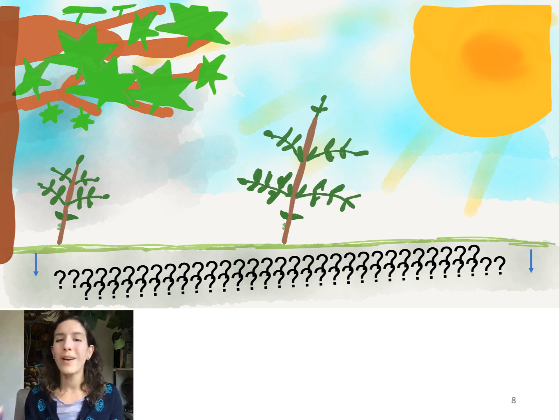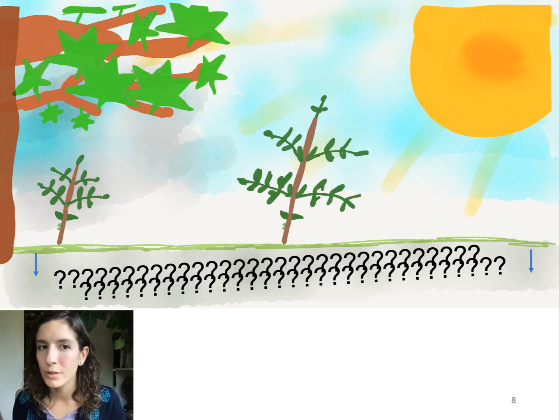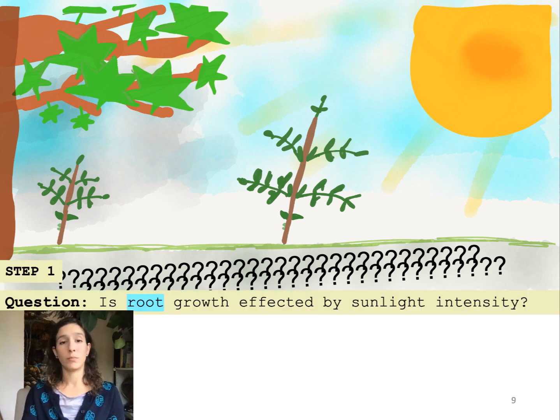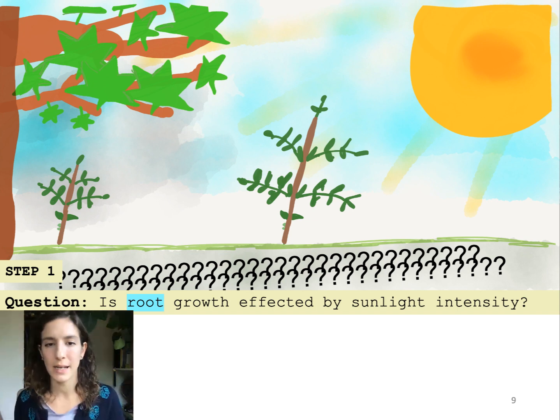Well, it made me wonder, what's going on underground? Are the roots also apparently constricted or restrained by sunlight intensity, like the stems and the leaves are? I wonder. So my question, which is still part of step 1 here, is root growth affected by sunlight intensity?